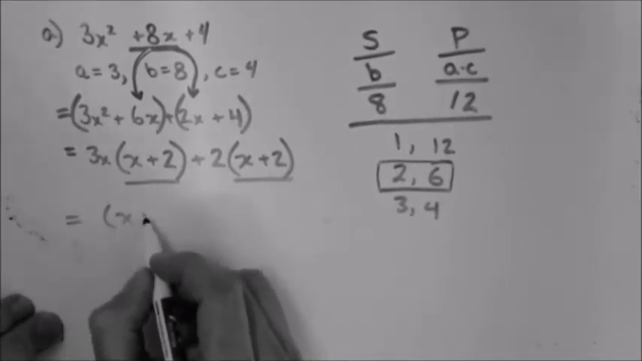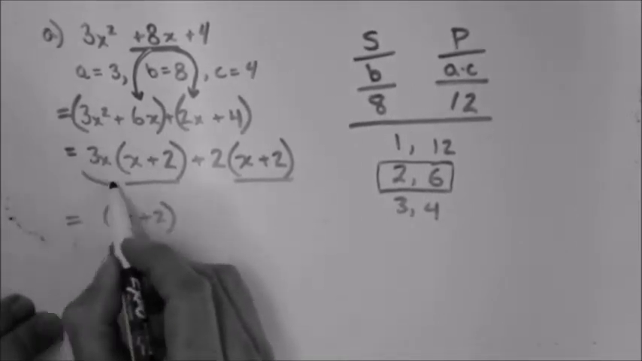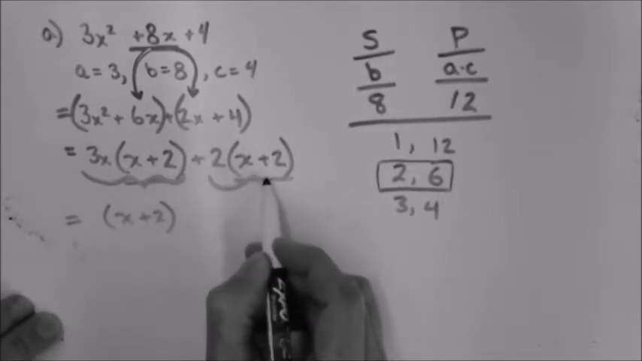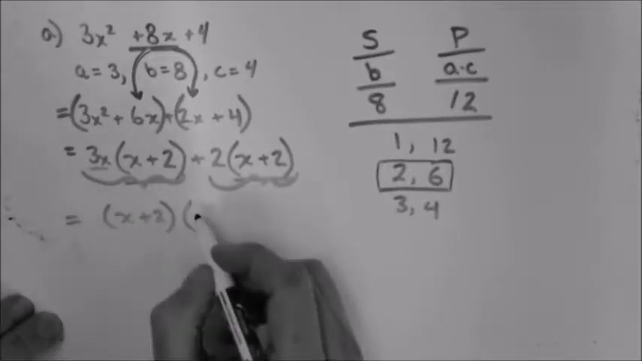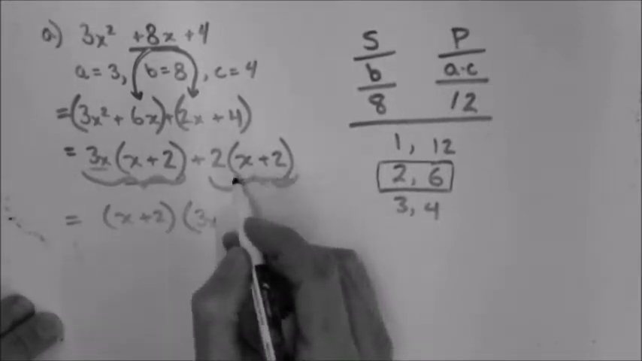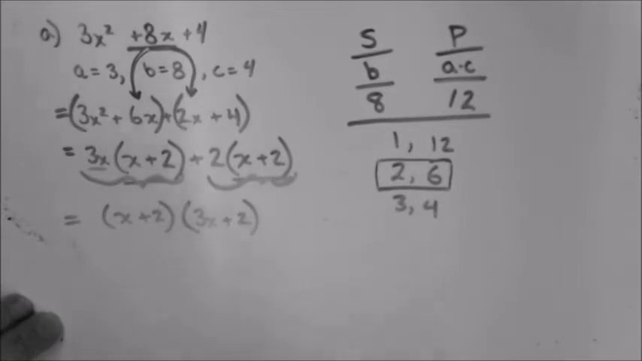So I'll pull x plus 2 out of both of these terms. That's this term and this term. And when I pull it out of this first term, I'm left with 3x. When I pull it out of this second term, I'm left with 2.